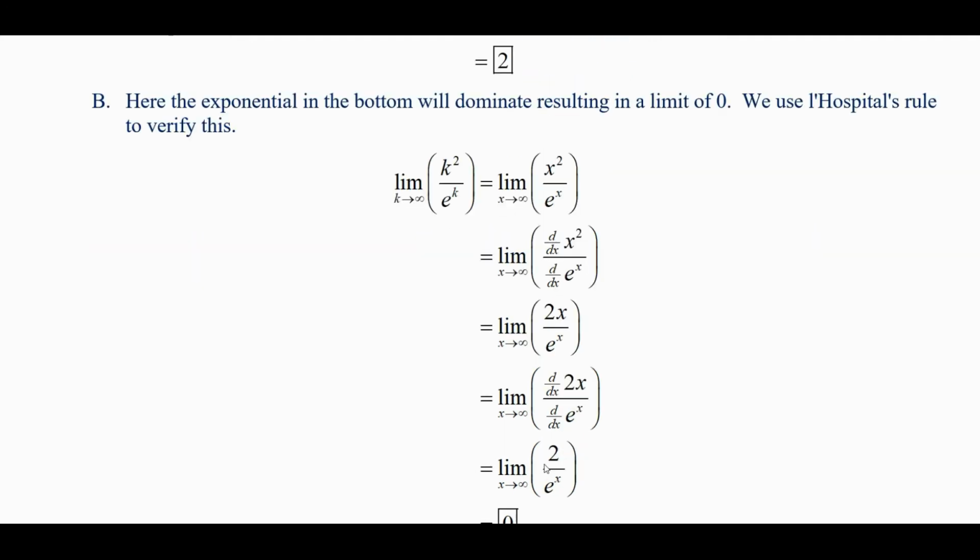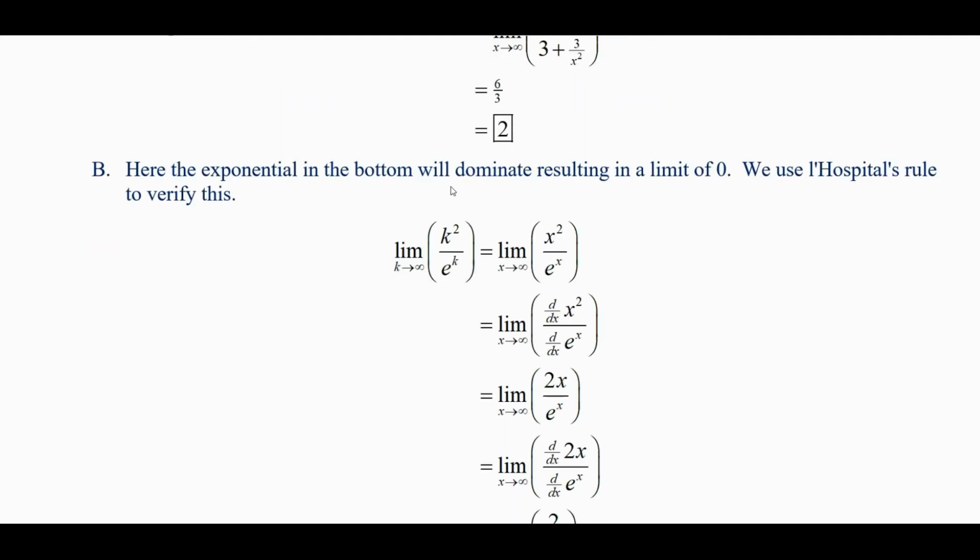For b, we've got an exponential in the bottom and a k squared, or just a polynomial, in the top, and that will dominate in the bottom. So they both go to infinity, but the bottom goes to infinity faster. So we should get 0 here. We use L'Hopital's rule to verify this. We'll use it twice. So again, switch to x's.